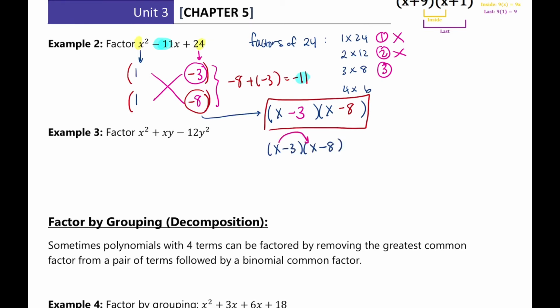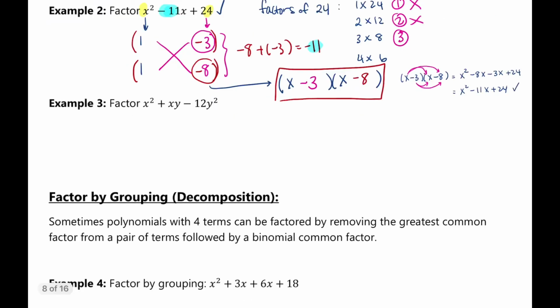First term with the first term, then with the second one. So you FOIL it, and you should get x squared minus 8x minus 3x plus 24. You get x squared minus 11x plus 24. So we got the original trinomial here, so we can confirm that this factoring is indeed correct. Moving on to example 3.